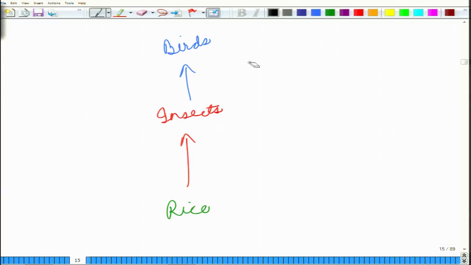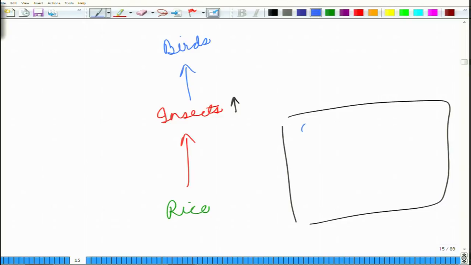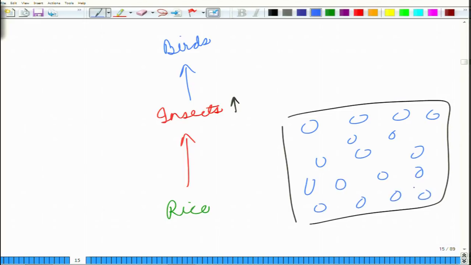Now, in the case of a biological control, what we do is, if we know this system and we are seeing that the insects are increasing, why can't we bring birds from outside? So, let us say that we have an aviary, and in this aviary we are raising a number of birds. We are giving them controlled conditions, we are giving them plenty of food, we are taking care of their other nutritional requirements, we are saving them from diseases, pests and parasites. So, you will have a large population of birds here.